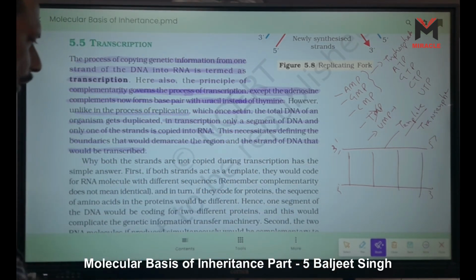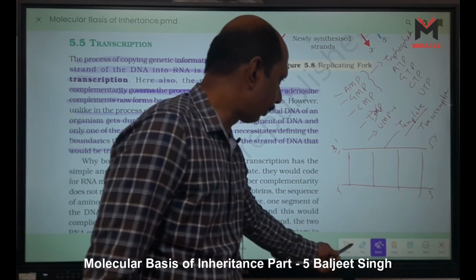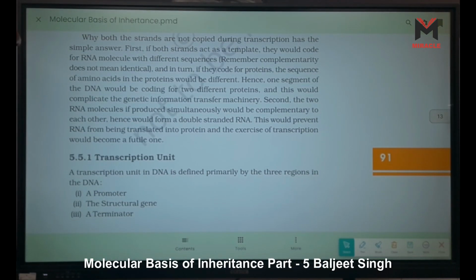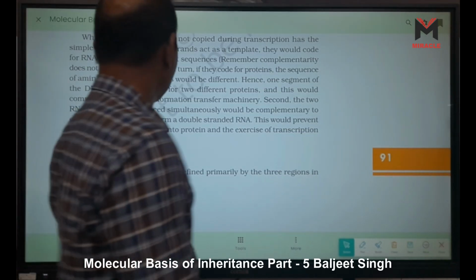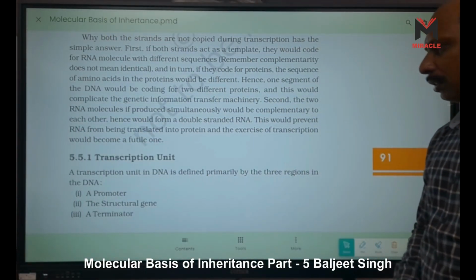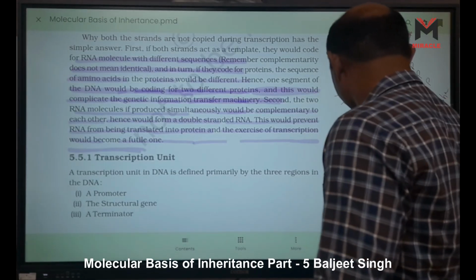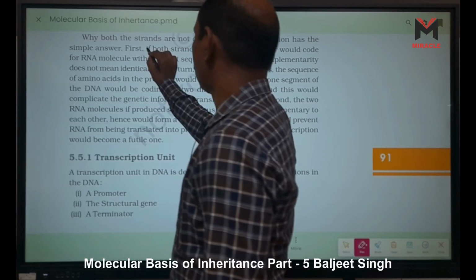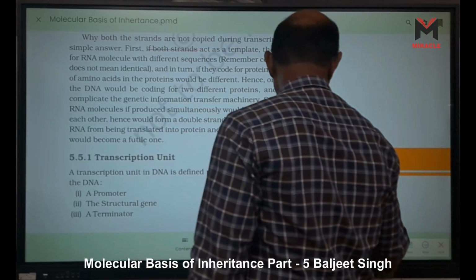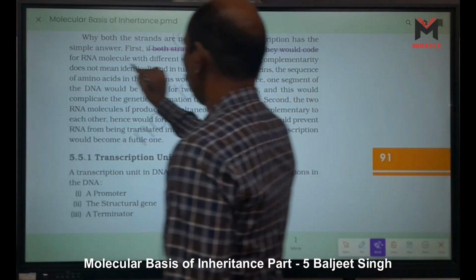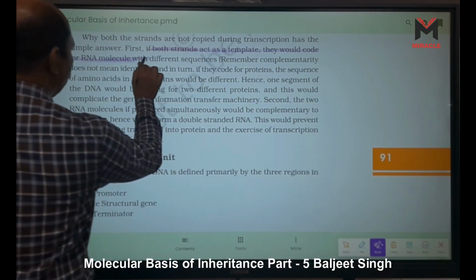Okay, it is given here. We can read it. Now the question, why both the strands are not copied during transcription, has a simple answer. First, two things are given here. First, if both strands act as template, they would code for RNA molecules with different sequences.